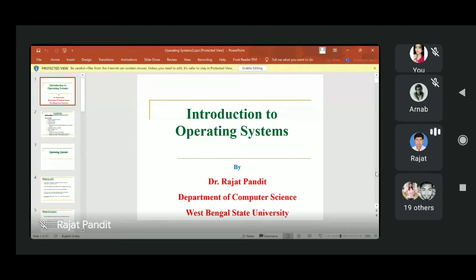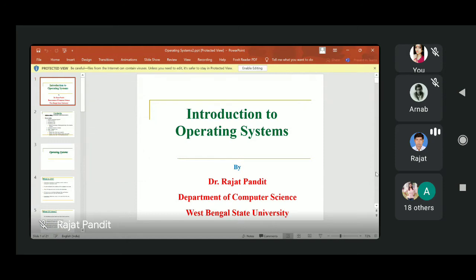So the operating system belongs to the system software category, right? So what is an operating system? An operating system is a system software which is an intermediator. The term used here is intermediator. Intermediator between what? Between the hardware and the user, or you can say between the computer and the user. So it acts as an interface between the hardware and the user, or the computer and the user.